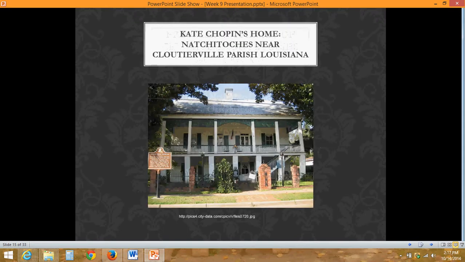Now, she did not live in St. Louis her entire life. She and her husband lived in Louisiana. This is the home that they lived in, and it's actually a museum now.